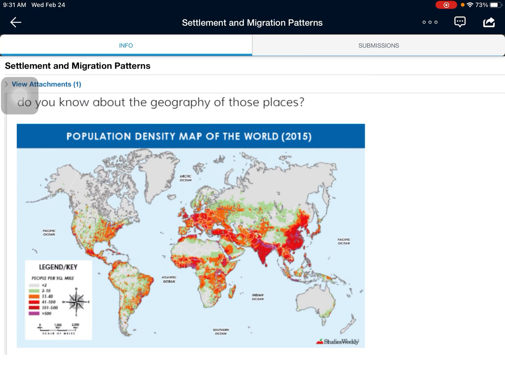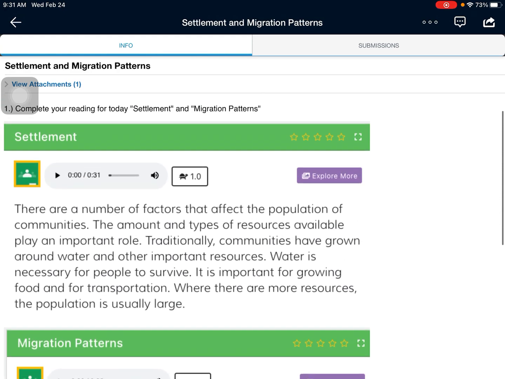We are continuing to talk about one of our 5 themes of geography today, which is movement. We are going to dig a little deeper into what movement may look like and what can be included in movement. So hopefully you have already completed your readings for today, which was on settlement.